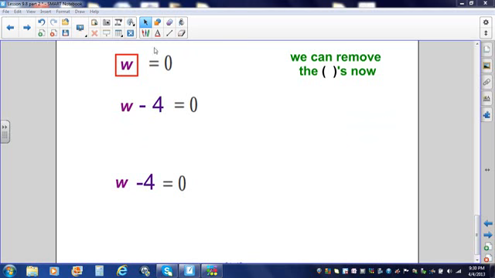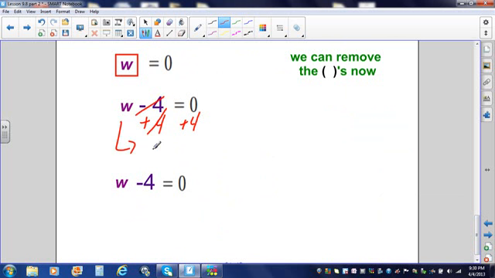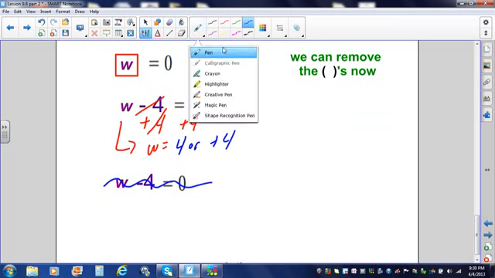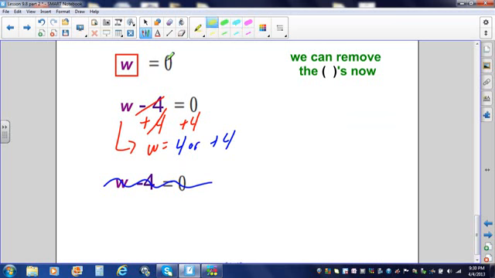Now I'm going to solve the equation. Remember at the beginning of the year we said to solve an equation we do the inverse or the opposite. So I will add 4 to both sides. These will cancel. I get W equals 4 or positive 4. Well, this is just going to give me the same thing, so I really don't have to do it. So I have 2 answers for this polynomial equation. W could equal 0, or W could be 4 or plus 4.